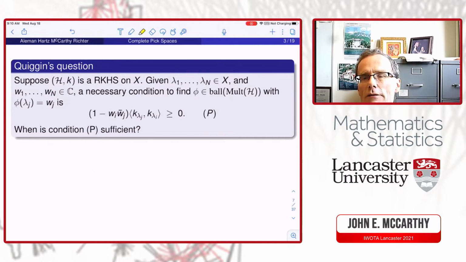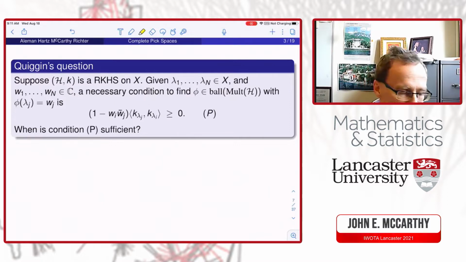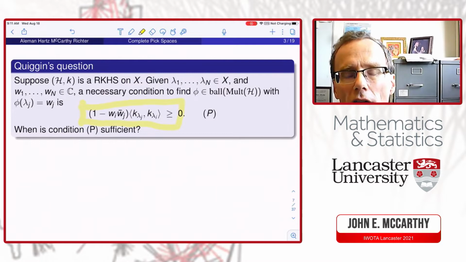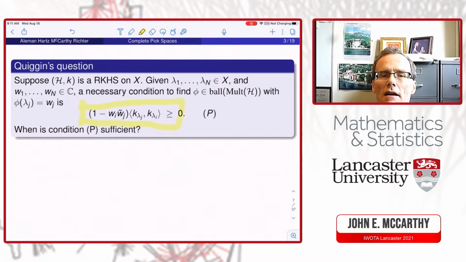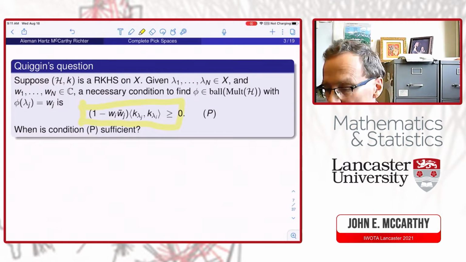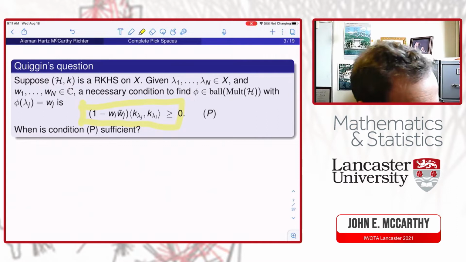And from the same argument we gave on the previous slide, the necessity part didn't use anything special about H2. That just followed from simple properties of reproducing kernel Hilbert spaces. So we always get that if you want to do this, a necessary condition is that 1 minus wi wj bar times the Gramian, k lambda j inner product k lambda i, always needs to be positive semi-definite. And then the question is, when is this necessary condition also sufficient? So that was Quiggin's question.